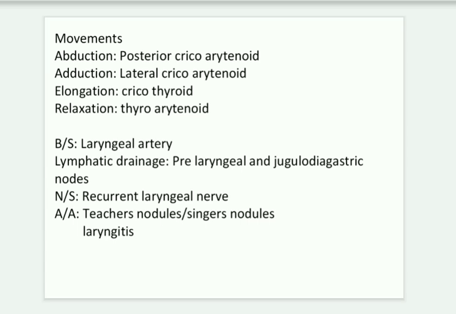Your blood supply is the laryngeal artery, that is the superior and inferior laryngeal arteries. Lymphatic drainage is to the prelaryngeal and jugulodigastric lymph nodes. Nerve supply: all the muscles are supplied by the recurrent laryngeal nerve, except the cricothyroid, which is supplied by the external laryngeal nerve.